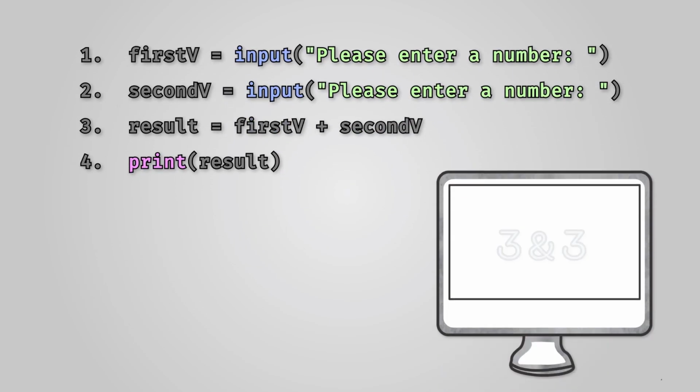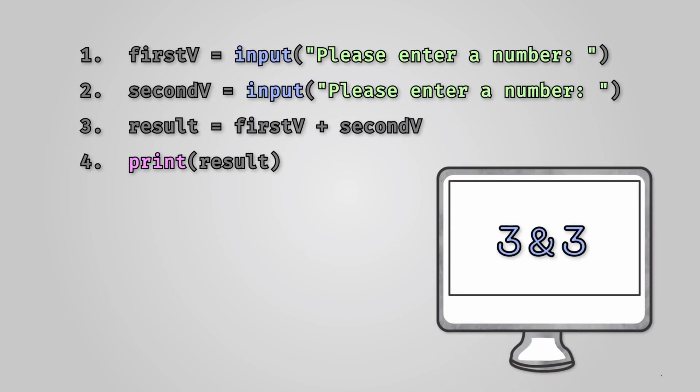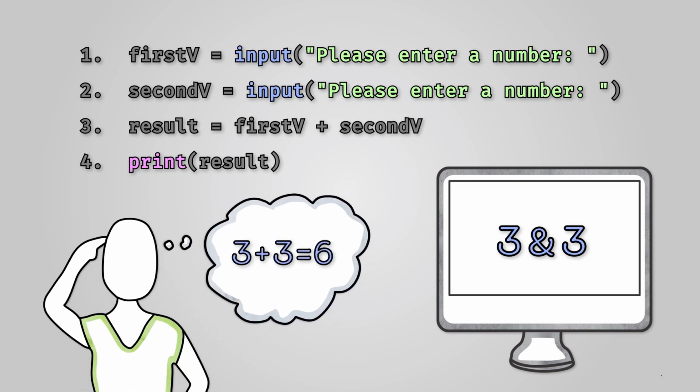Let's assume that we enter the numbers 3 and 3. You'd expect the answer to be 6, right? Because that's what 3 plus 3 is. But no, it will give us 33.